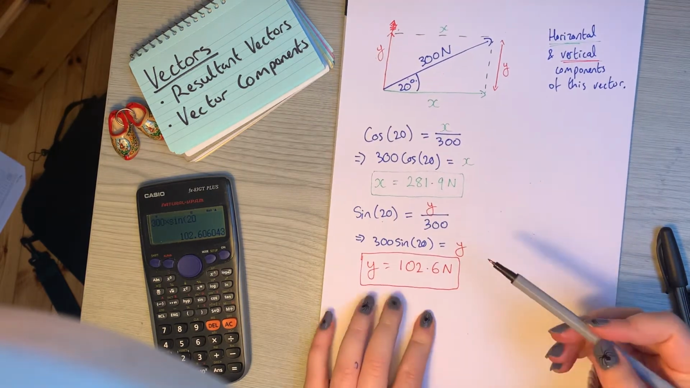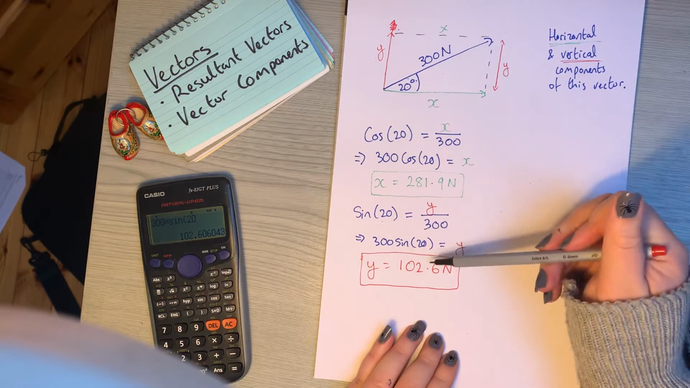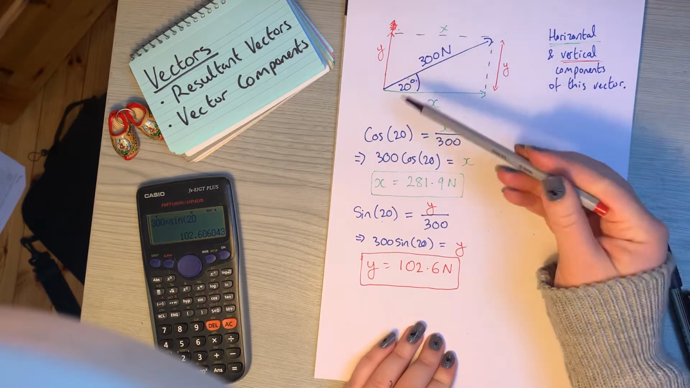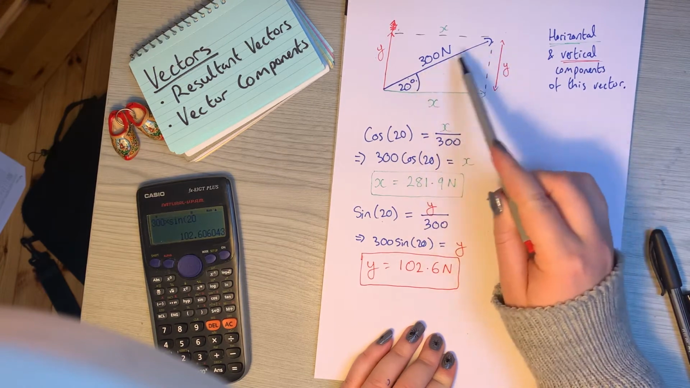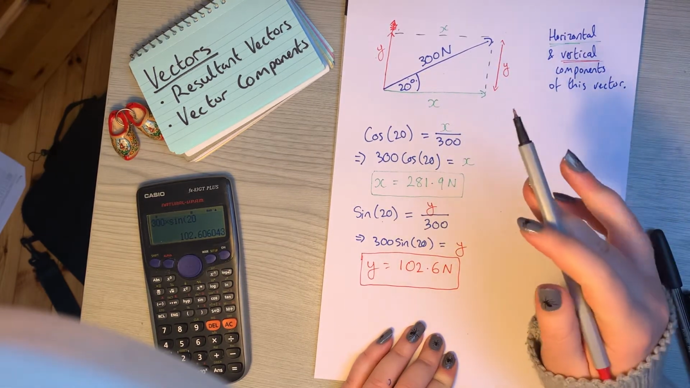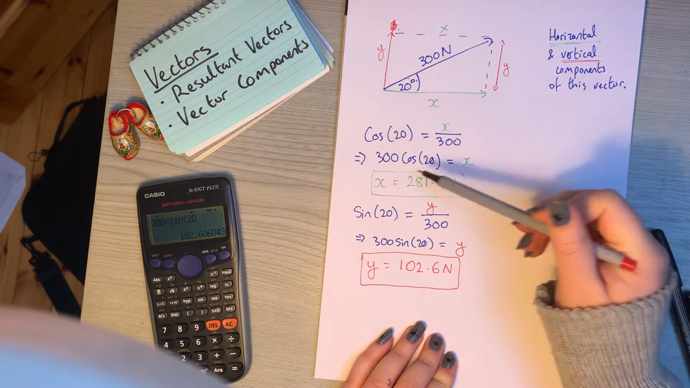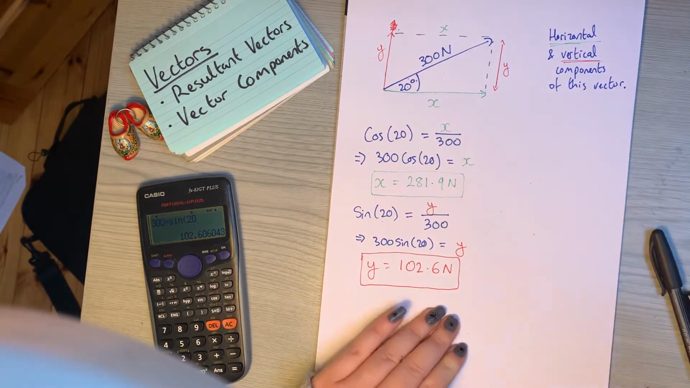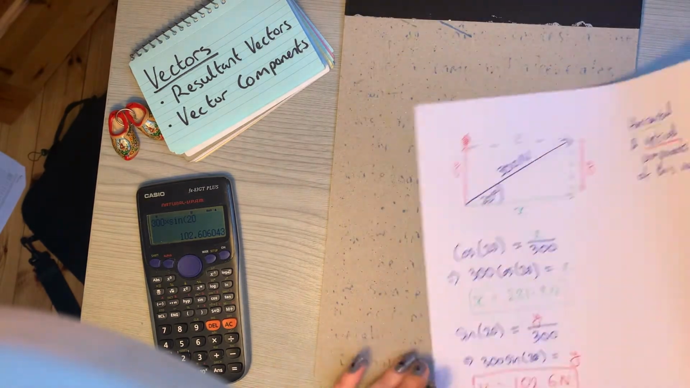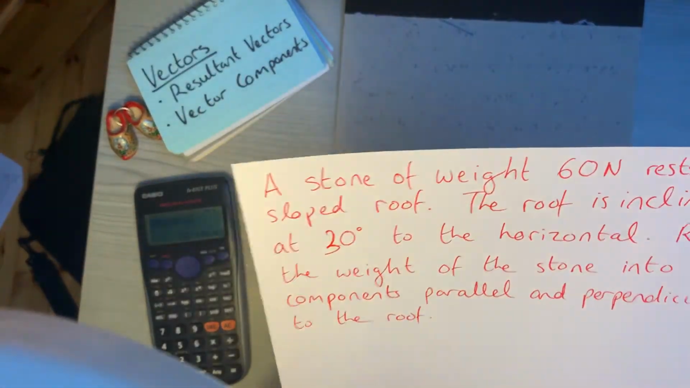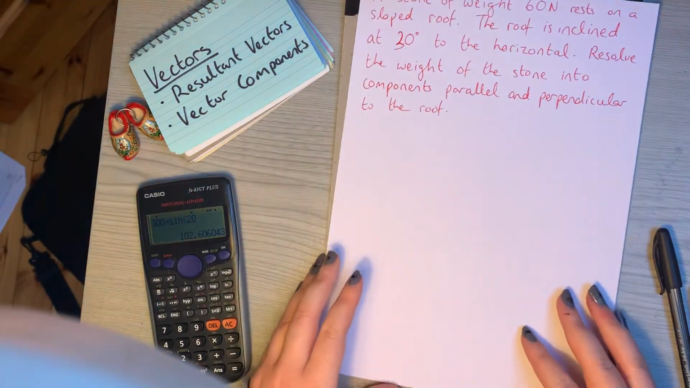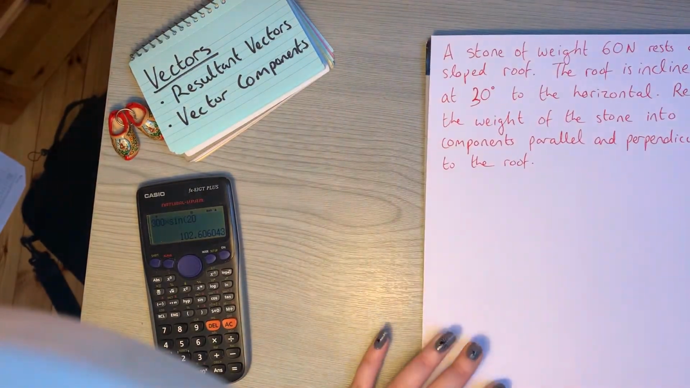And just when you're doing these, if, for example, when you're breaking it down into components, you get something bigger than the original resultant, you've gone wrong somewhere. They should both be smaller than it. All right, let's have a look at maybe some more, well, not real life situations. I don't think you'll ever be asked to calculate this in real life, but let's apply it to something.